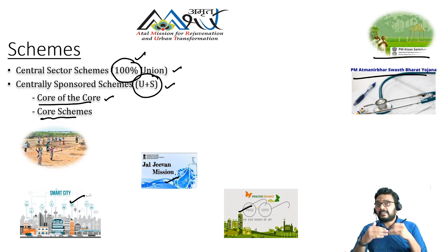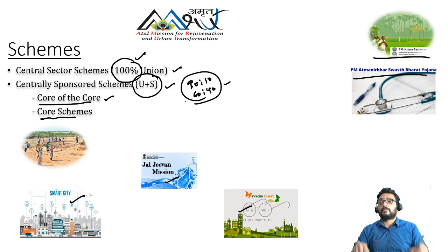Now, if a state has a special status due to its geographical location where development activities will take a lot of time, in such cases, if it is a centrally sponsored scheme, the cost will be shared on a 90 to 10 basis, or 60 to 40 basis if they are general states.